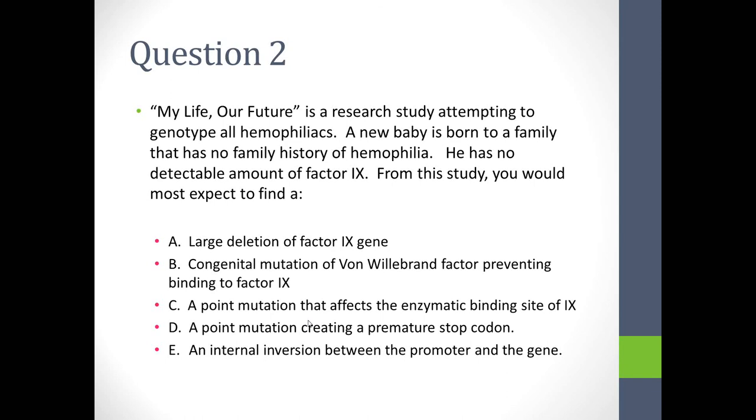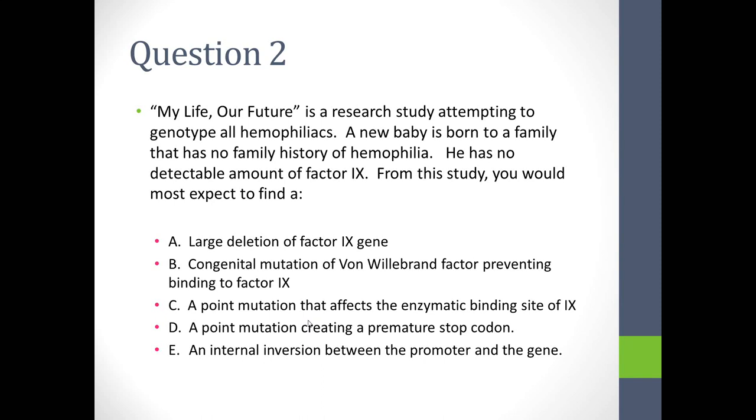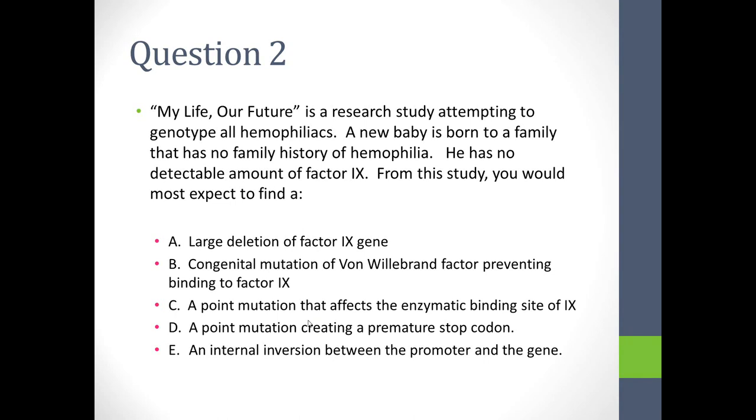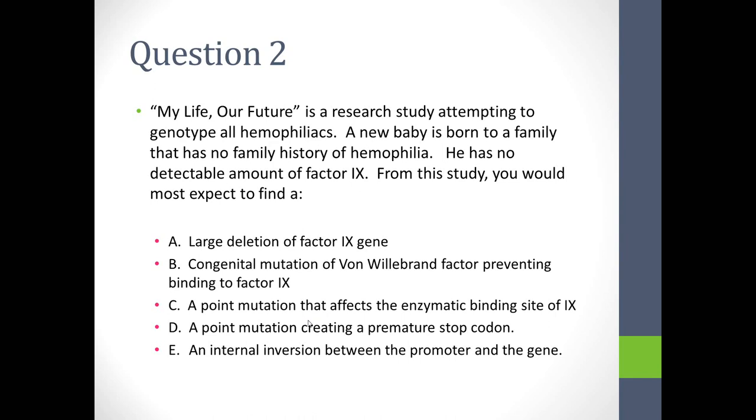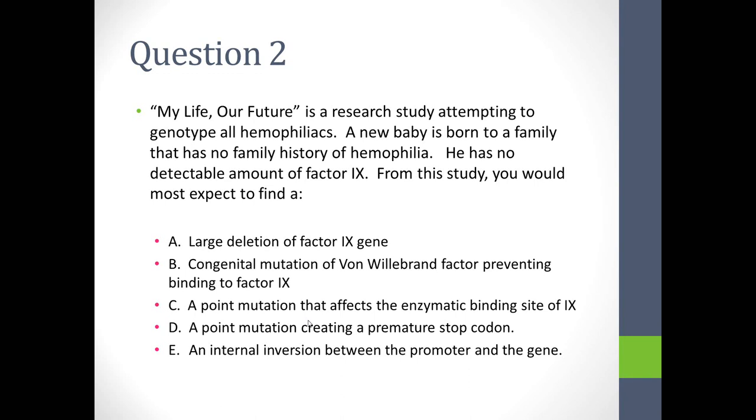Question two. My Life, Our Future is a research study attempting to genotype all the hemophilics in the United States. A new baby is born to a family that has no family history of hemophilia. He has no detectable amount of factor 9. From this study, you'd be most likely to expect to find: A, a large deletion of the factor 9 gene; B, a congenital mutation of von Willebrand factor preventing binding to factor 9; C, a point mutation that affects the enzymatic binding site of 9; D, a point mutation creating a premature stop codon; or E, an inversion between the promoter and the gene.